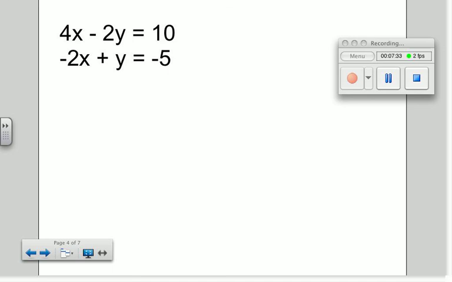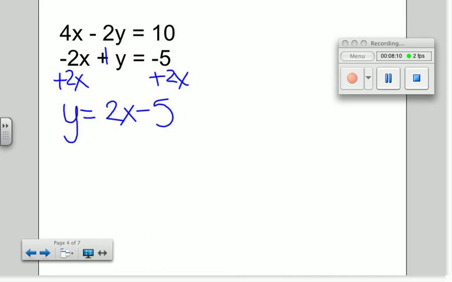Let's look at one more example here. This is one of those where you have to pick up on the cue. This one has a y that has nothing in front of it. It's already close to solved for y, so 1y. In this case, it would be much easier to manipulate this bottom equation than the top one, where you'd have to add and then divide, or subtract and then divide. Here, you only have to add. So I'm going to add this 2x to both sides. And we get y equals 2x minus 5.